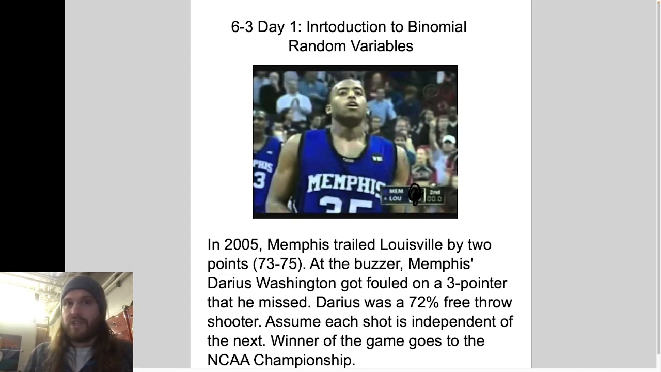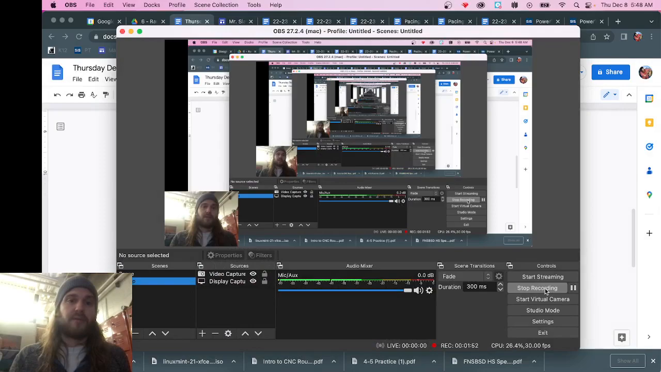Now, this is a very interesting situation. He's a 72% free throw shooter, and we're going to assume in this case that if he makes these free throws, it's not going to determine whether he makes or misses on the next shots. But here's the situation. We have a couple things that can happen to Darius here that are pretty interesting. This can go really 3 different ways. 73-75, they're down. There's no time left on the clock, so his shots can result in 3 possible outcomes.